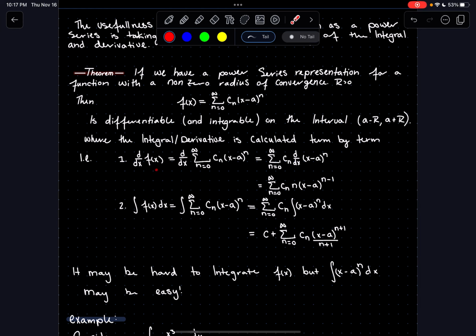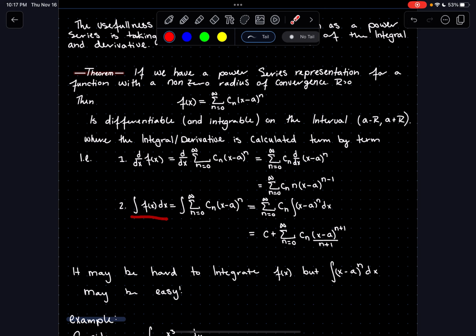So if I have my function and I want to take my derivative, that's the same thing as taking the derivative of the sum, right? And I can bring this derivative inside the sum, right? So that's all it is. And now I'm just taking the derivative of this polynomial. That's really easy. We just do the power rule, right? Same thing for the integral.